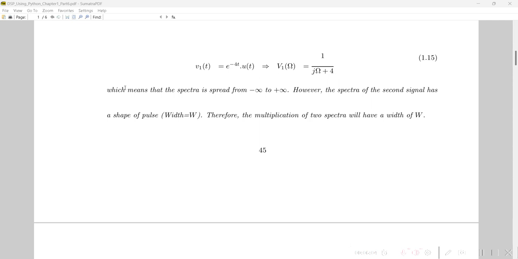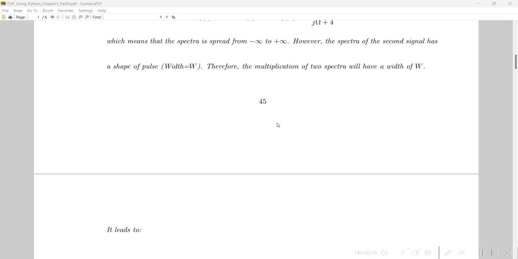But going back to the lecture note, this means that the spectrum is spread from minus infinity to infinity. However, the spectrum of the second signal has the shape of a pulse because it was a sinc in time domain. So it will be a pulse in frequency domain with width equal to capital W. Therefore, the multiplication of two spectra will have a width of W because it will truncate the rest of the spectrum beyond the width of W. Right.